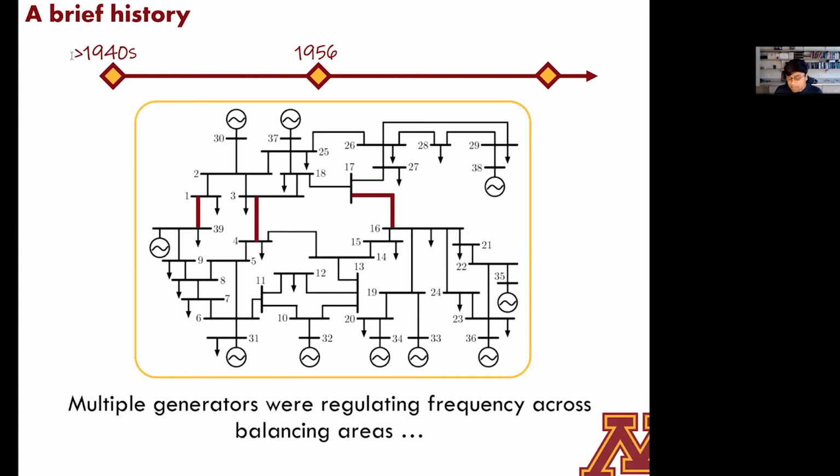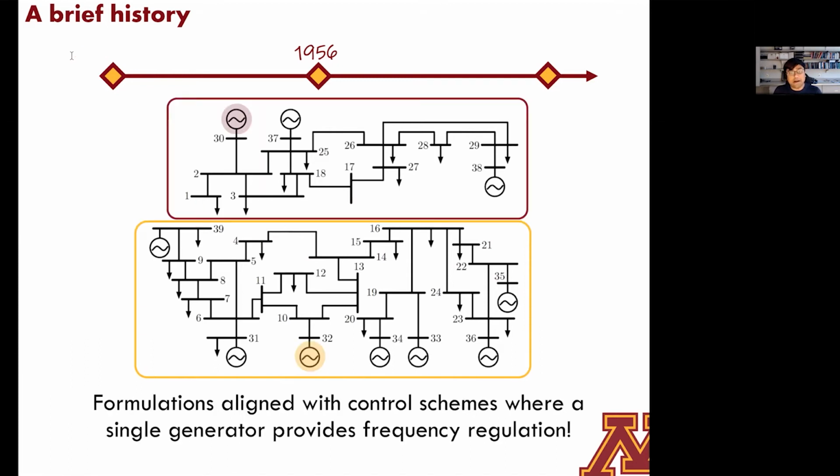So just to recap, multiple generators were regulating frequency across balancing areas after the 40s. But the formulations, as I said, still aligned with these control schemes, where you would have a single generator picking up the slack. Okay, so this is actually quite an easy way to operate the system. It's not terribly reliable. You do need interconnections. It's not straightforward to have one generator pick up all the slack. That's precisely what prompted the interconnections, but the academic formulations somehow never kept in tow.